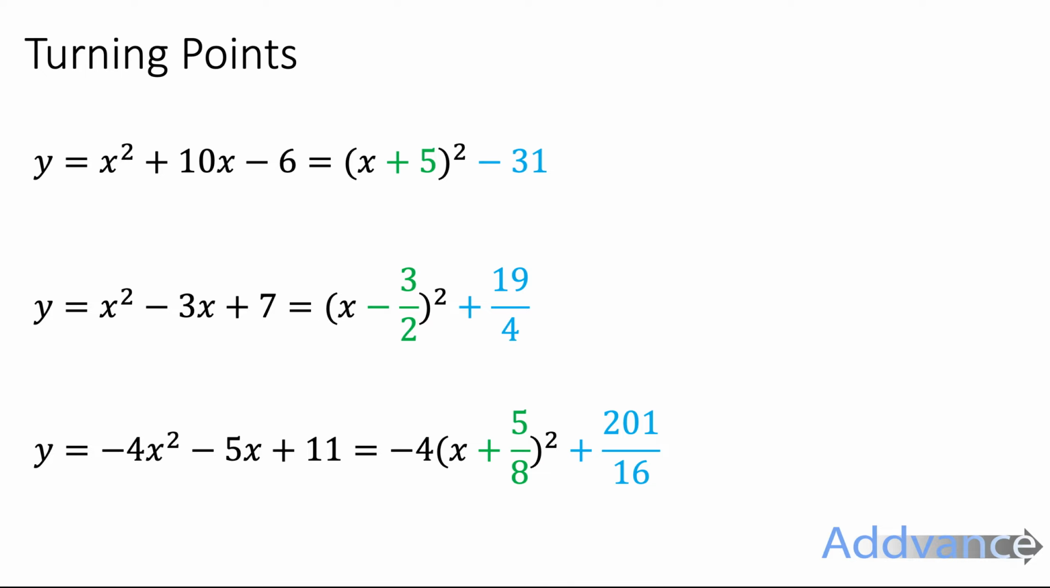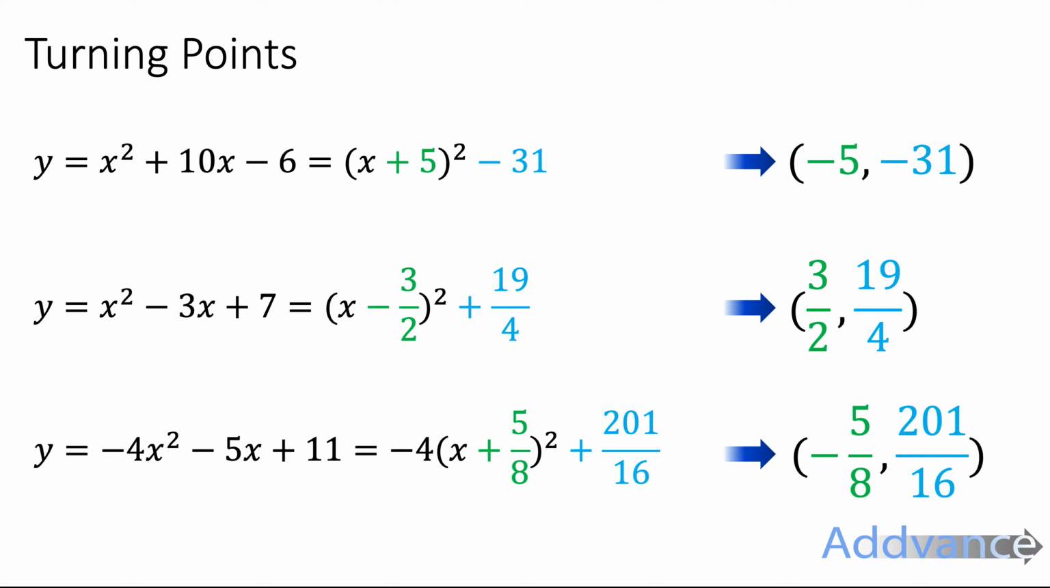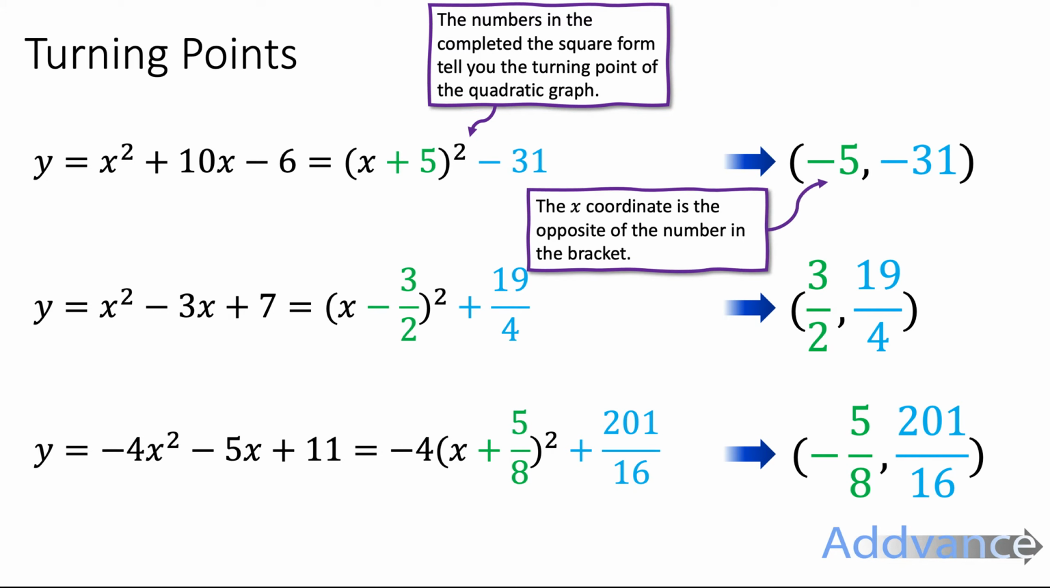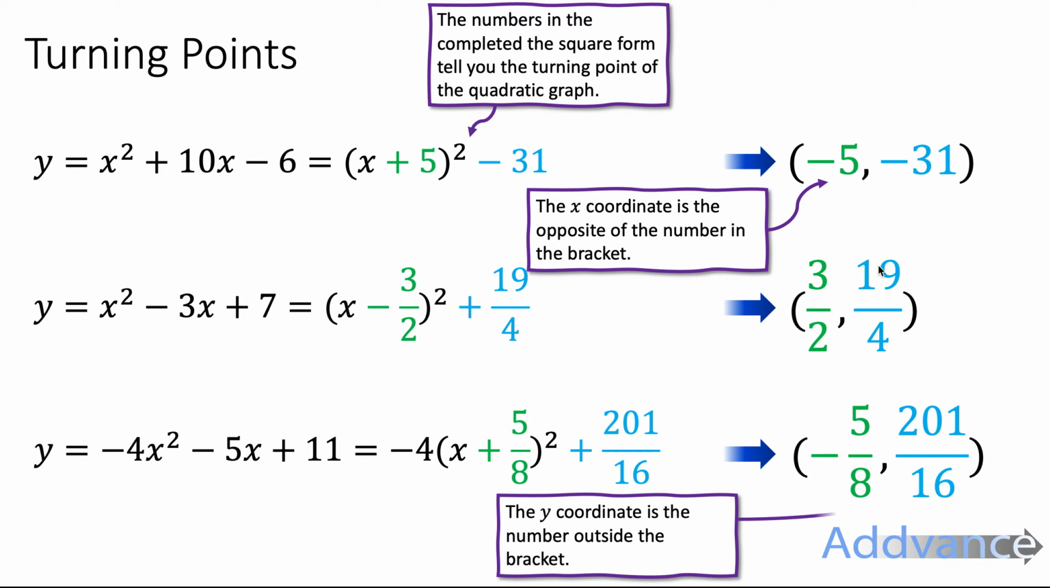Now, to find the turning points, we take the numbers in the brackets of the completed square form, and we write it like this. The numbers in the completed square form tell you the turning points of the quadratic. So here the x coordinate is the opposite of the number in the bracket. So here we had x plus 5, so the x coordinate becomes minus 5, that's the opposite, you switch the sign. And then the y coordinate is exactly what you had on the outside of the bracket. So here we have 201 over 16 is the number on the end. That's equal to 201 over 16 there.